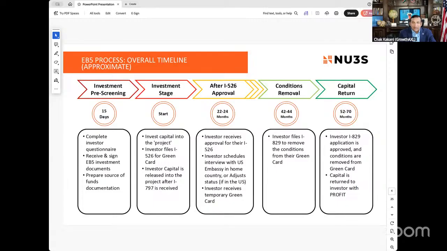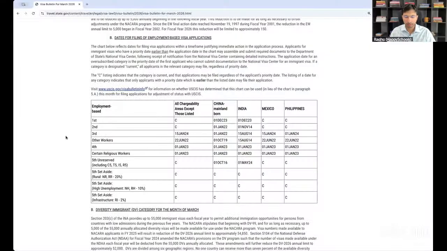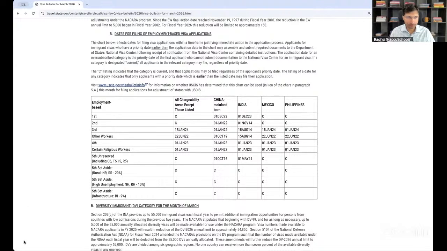Whereas in EB-5, the good news is for most categories, the priority date is current for most countries, all the countries as it stands now, including India. It's a current priority date. Raghu, you usually show USCIS. That's exactly what I have, the screen pulled up. Yes. I'm going to share the visa bulletin so the viewers can see for themselves.